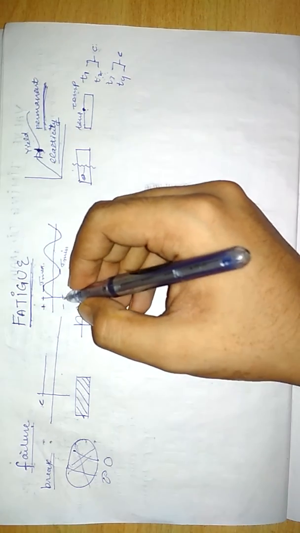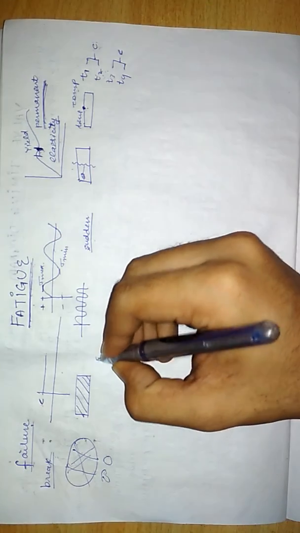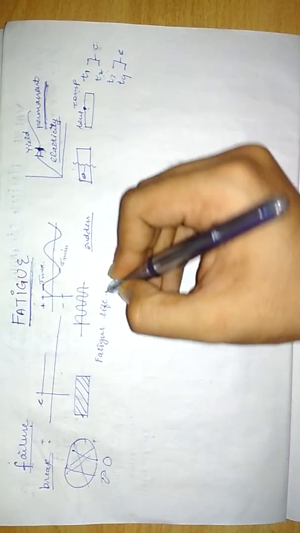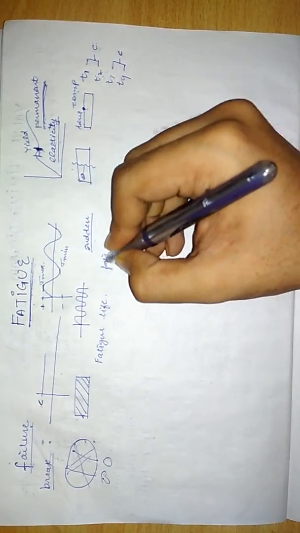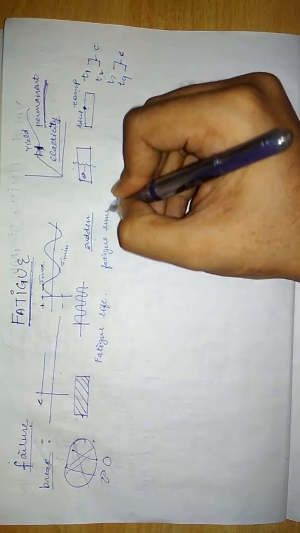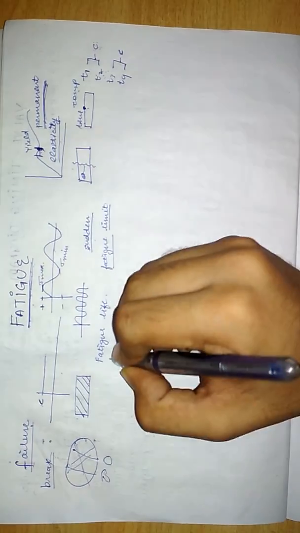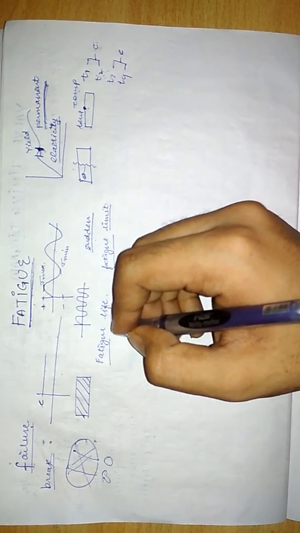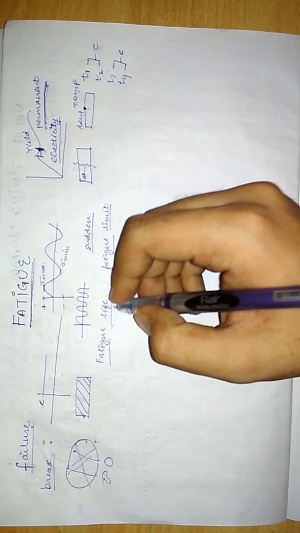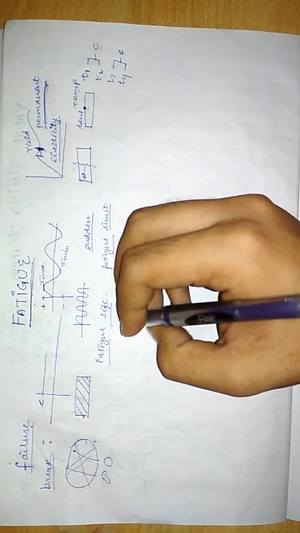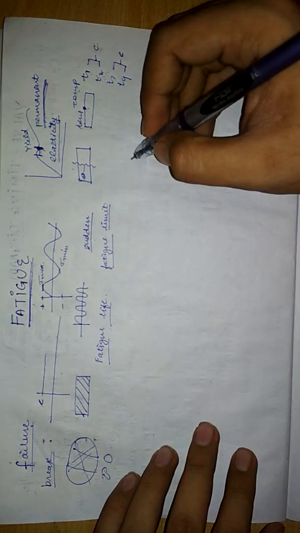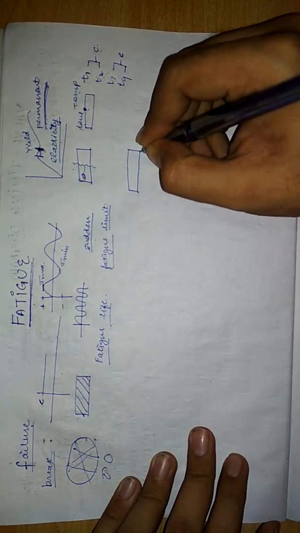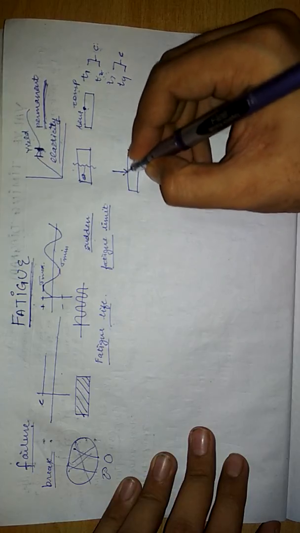And generally when we talk about fatigue, we have two common terms, that is fatigue life and fatigue limit. What are these? Fatigue life is defined as the total number of cycles. What does the word cycle mean here? Cycle means, suppose we have this material and we are applying load at this point.